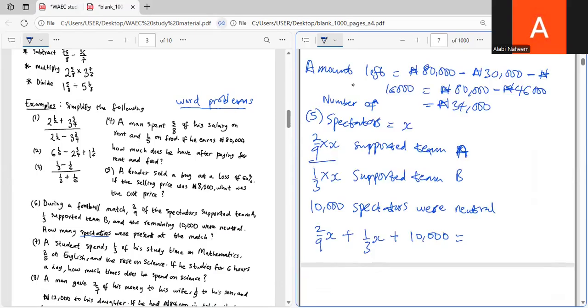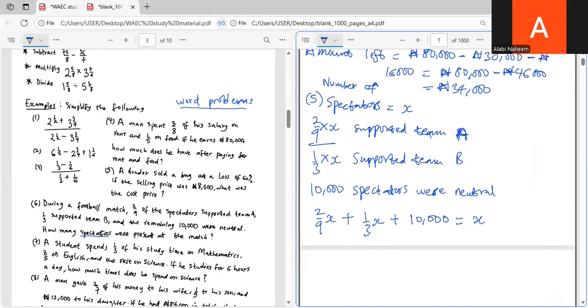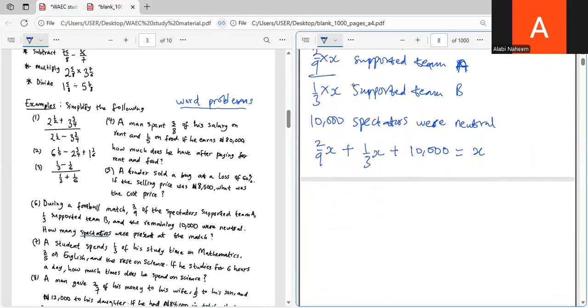So when we add the three categories of people in the match, they should be equal to the total number of spectators, which is X. So we can now solve this fraction. The first thing is to collect like terms. You can see this as X, this as X, this as X. So they are like terms.